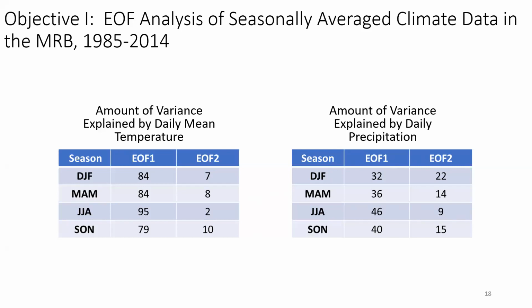Now, a note about how to interpret the numbers here. The variance explained by each of the modes is not equivalent to saying that the mode of spatial variability occurs a certain percent of the time or a certain amount of the time. That's something that people can get confused by, so I wanted to make that clear. So we'll discuss that a little bit more continuing on the following slide.